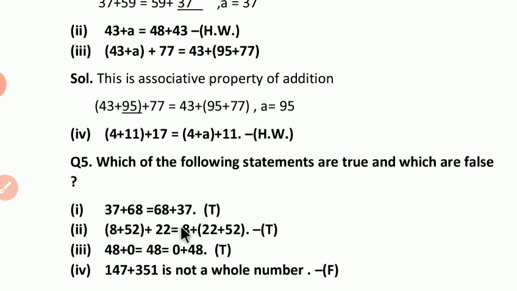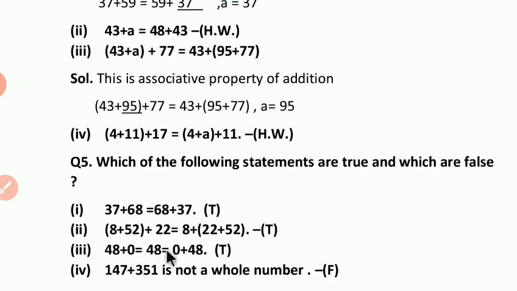Second one, 8 plus 52 plus 22 is equal to 8 plus 22 plus 52. Here you can see that all three numbers are the same on both sides. And if we add, according to the associative property of addition, the sum of three whole numbers will be the same irrespective of their order. So the answer will be true.